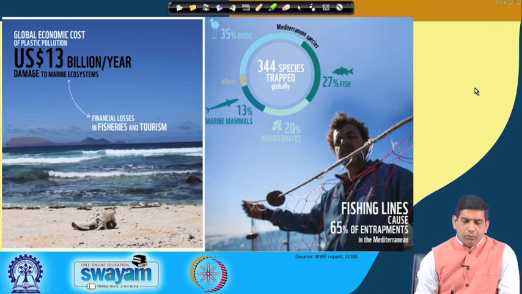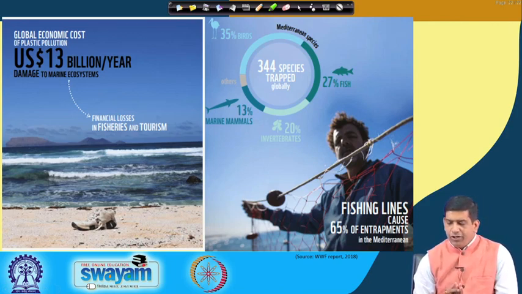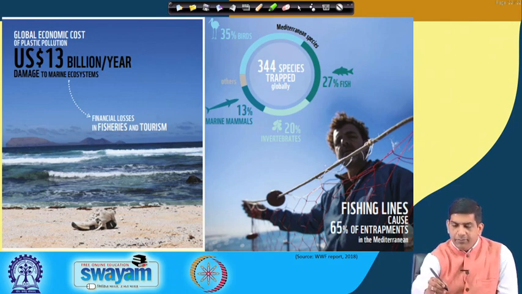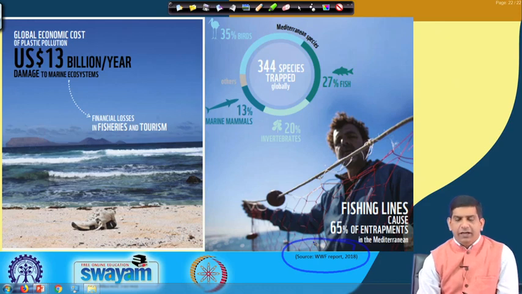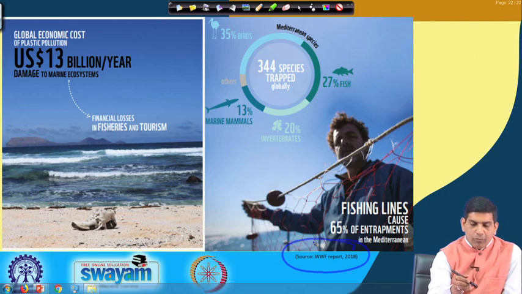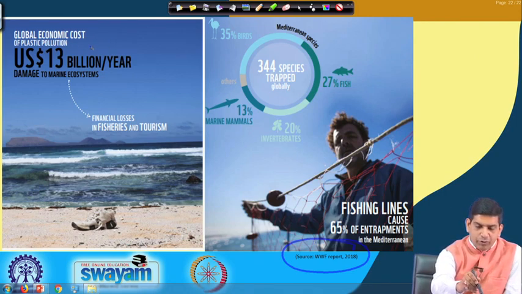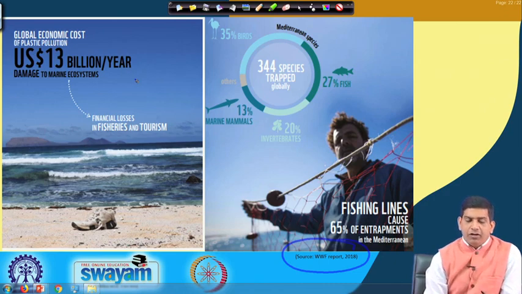And globally, if you put that in a monetary angle, again these are from the same WWF report, and we will put this report as part of the reading material. Those of you who are interested to look at more detail will find it there. So the global economic cost of plastic pollution is $13 billion per year.